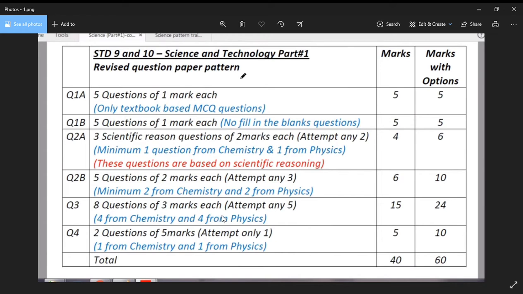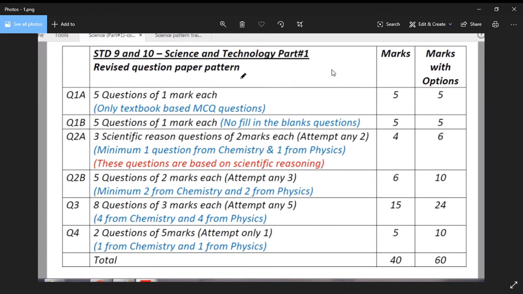You have to attempt only 5 questions, in which 4 are from chemistry and 4 from physics. It means that the compulsory marks of this question are 15 and marks with option are 24. Now question 4, there are 2 questions. This question is also called the hot question, which is completely based on your understanding, your application based question. Now these 2 questions of 5 marks, you have to attempt only one. For part first, one question is from chemistry and one from physics. The compulsory marks of this question are 5 and marks with option are 10.